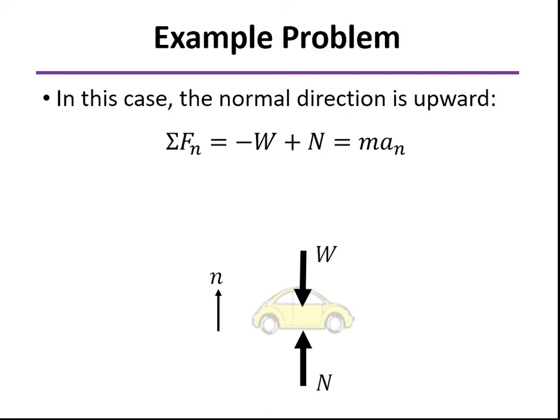So when we write the equation, the sum of the forces in the normal direction, well, now the weight is going to be in the negative normal direction, whereas the normal force is going to be positive, just the opposite of what they were previously. And so when you solve for the normal force, you find that it's the weight plus the mass times the normal acceleration. So as we know, the normal force is going to be greater than the weight when you go through a dip like this.